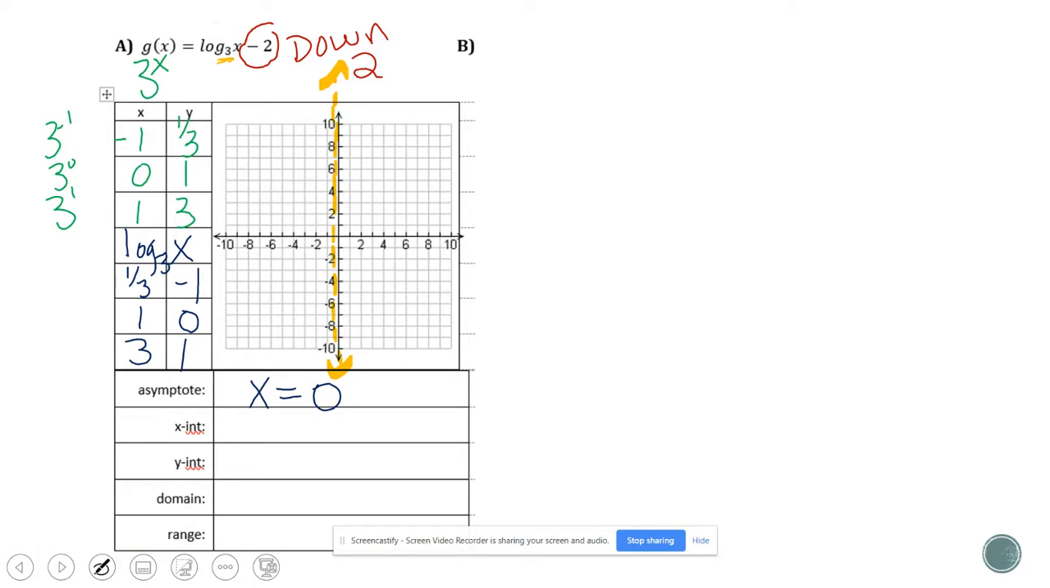And I'm going to plot these points. 1/3, negative 1, 1, 0, 3, 1. Our transformation is down 2, so I'm going to take each of those down 2. And then this red is my graph.